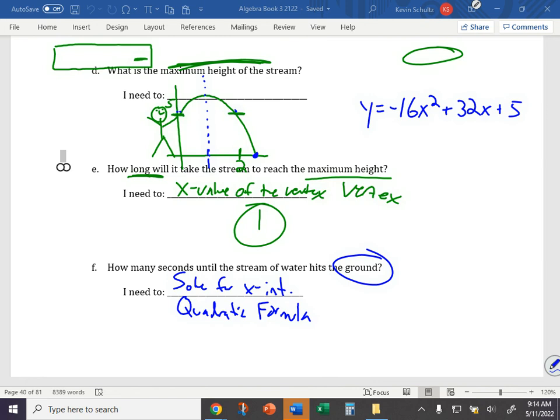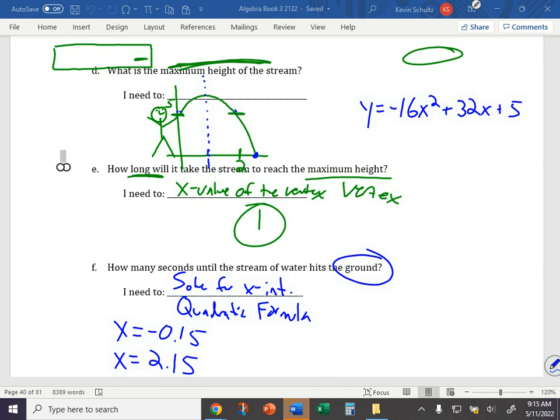Anybody? Arlene? I don't have the answer yet, but I got negative 32 plus or minus 36.66. Okay. So negative 32 plus or minus 36.66? Yes. I got the answers. Okay, Aiden, what did you get? Negative 0.15 and 2.15. Okay. So you do the quadratic formula and you get negative 0.15 and 2.15.